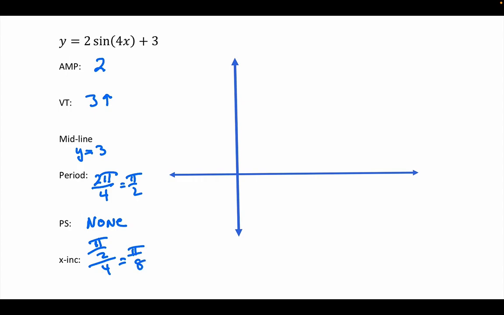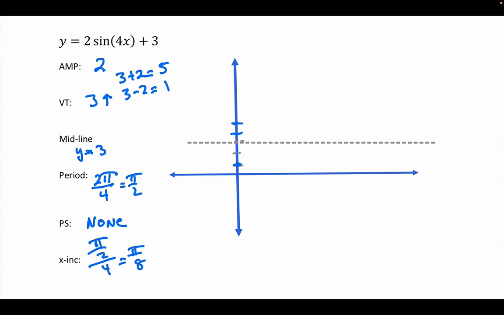Okay, let's put this together. First off, we want our midline, so we'll draw that in here. Up 1, 2, 3. And here's our midline going through here. A nice dash line gives us some reference. So that represents our vertical translation. Now our amplitude, what I do is I take that 3 which comes from my vertical translation, and I add the 2 from the amplitude, and then I subtract the 2. And what that does is give me my maximum and minimum.